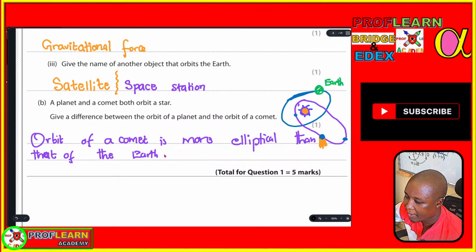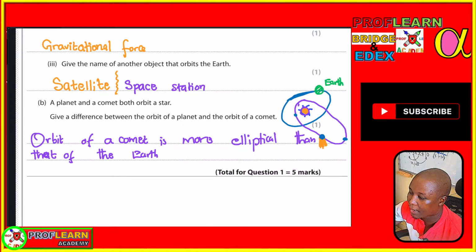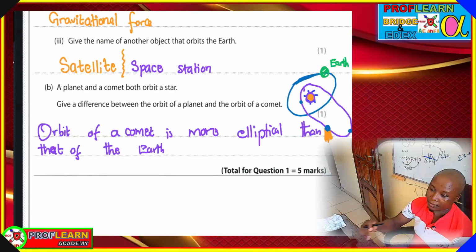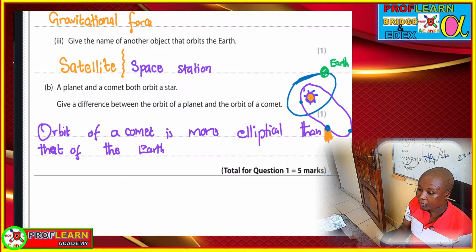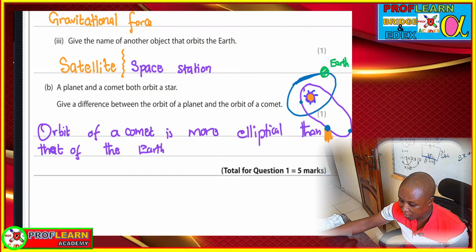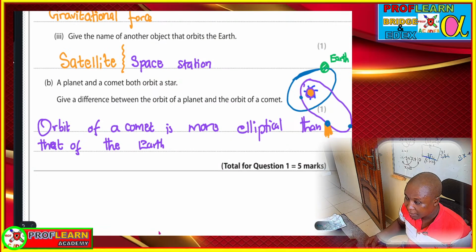but the similarity between the orbit of a comet and the orbit of a planet is that both of them orbit around the Sun. Yeah, both of them orbit around the Sun, but the shape is what determines the difference between the two. Is there any question on that area?